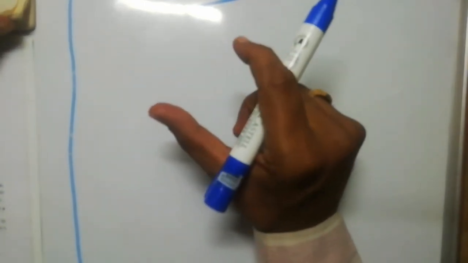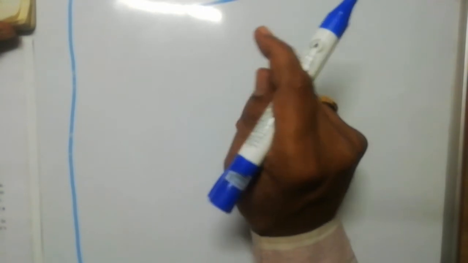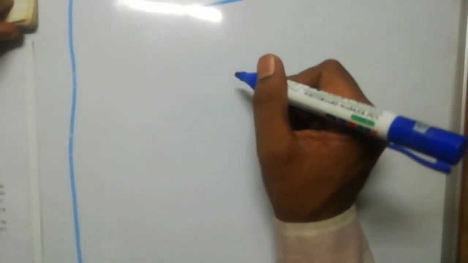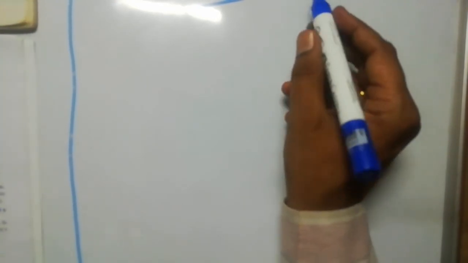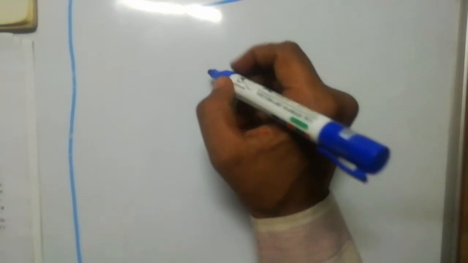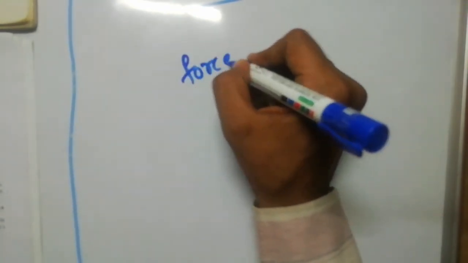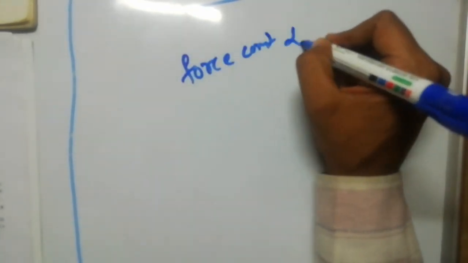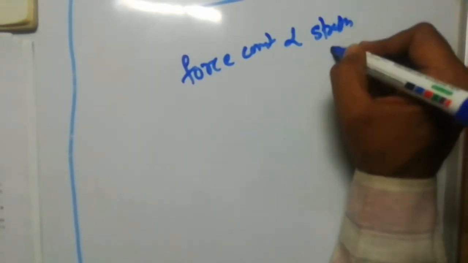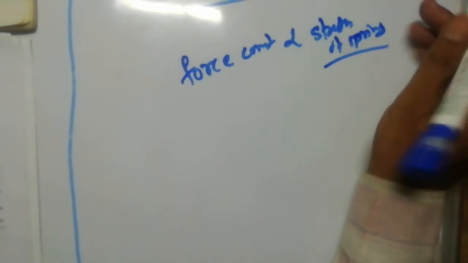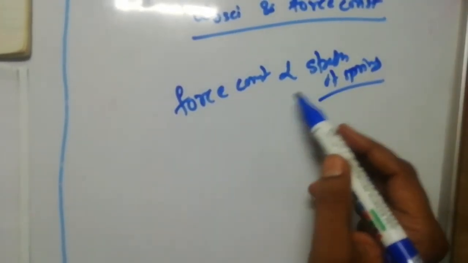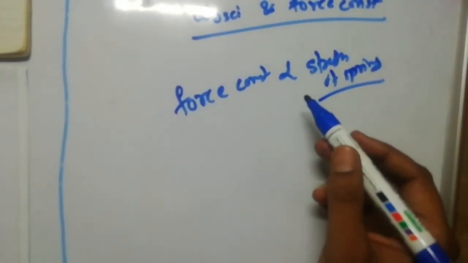In Volvo buses you have a very strong spring, isn't it? So every spring has a different force constant. Force constant is a characteristic of a spring which can be correlated with the strength of a spring, right? Strength of a spring. So force constant can be correlated with the strength of a spring.